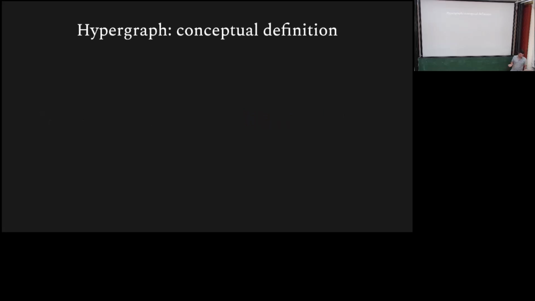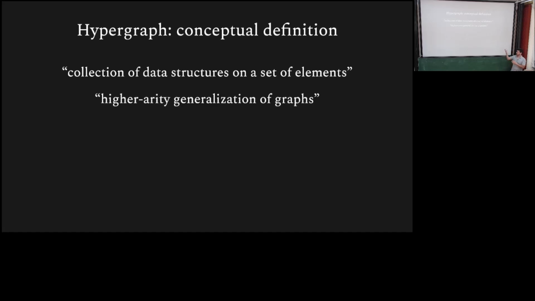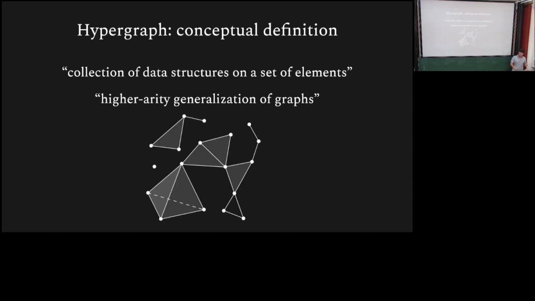So conceptually, a hypergraph is basically a collection of data structures on a set of elements. And data structures here is a bit flexible. You can think of data structure as you wish. Maybe more directly, and suggested by the name, it is a higher-arity generalization of graphs. So essentially something that looks roughly like this, right? You can have not just pairwise connections between nodes, but you can have multi-adic connections between nodes. But most importantly, you can have different typed edges.